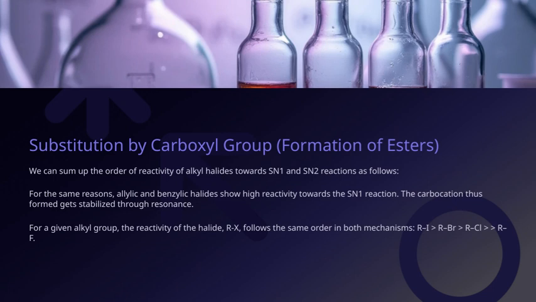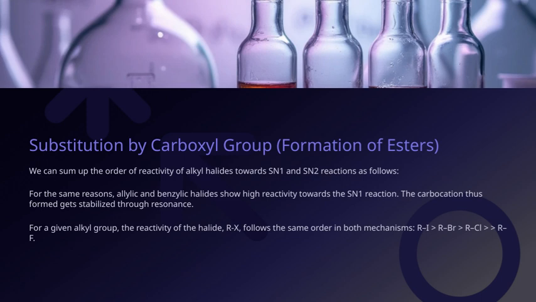Let's take a closer look at the reactivity of alkyl halides. The key point here is that, regardless of the mechanism, whether SN1 or SN2, the reactivity order remains the same. I is the most reactive, followed by Br, then Cl, and F is the least reactive. This trend mainly reflects the ease with which the halide can leave the carbon, which depends on the bond strength and the stability of the leaving group.